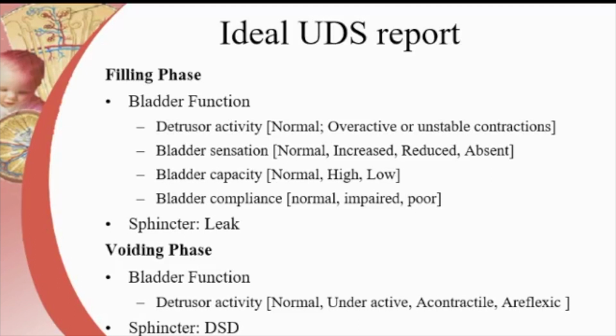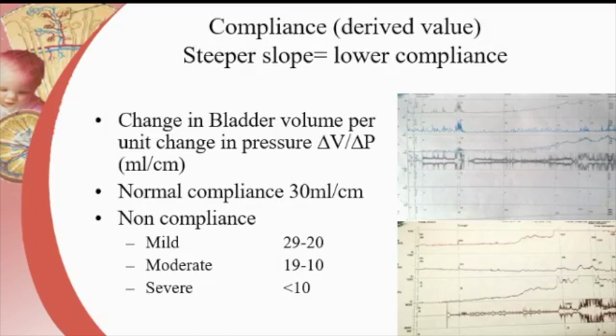Then you should also be able to mention whether there is any leak during the study which is not associated with a bladder contraction. That may be because of the sphincter. Then in the voiding phase, you should tell about the detrusor activity, whether it is normal, underactive or areflexic, and you should also be able to tell whether the sphincter is not relaxing during the voiding phase. So compliance is a derived value.